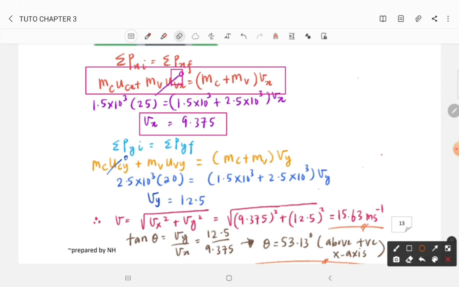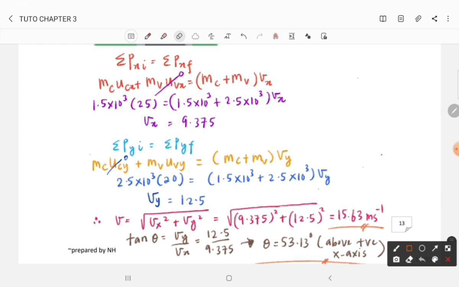Next, we apply the principle of conservation of linear momentum along y-axis. So the equation for y-axis is mc ucy plus mv uvy is equal to mc plus mv multiplied with vy. For the initial momentum along y-axis for car is equal to 0 because initially car is not travel along y. The car is travel initially along x-axis. So initial momentum for car along y-axis is equal to 0. So you sum all the values, so finally you will get Vy is 12.5 meter per second.